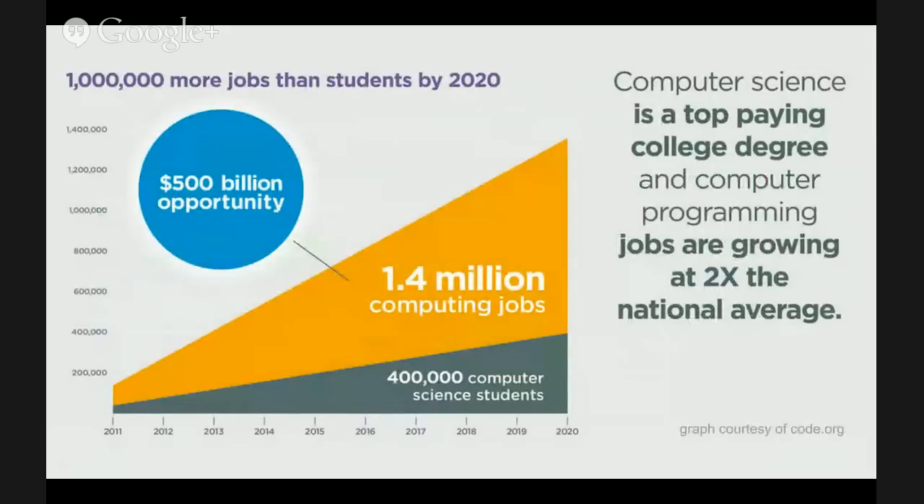Now, if it's so amazing, everybody must be doing it, right? But that's not actually the case. It is a top paying career where jobs are growing more than 2 times the national average. When I see that, I'm like, wow, this is really amazing, everybody must be doing it. Apparently not. Projected 1 million more jobs than students in the next 5 years. By 2020, there will be 1 million more jobs than there are students. That's a very big opportunity, a $500 billion opportunity that we are missing out on if we don't get computer science to students right now.